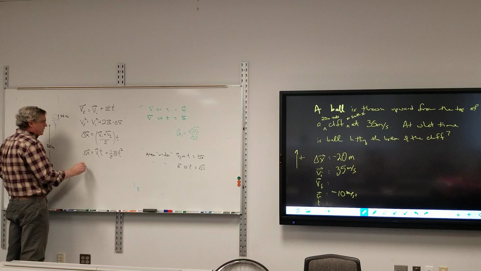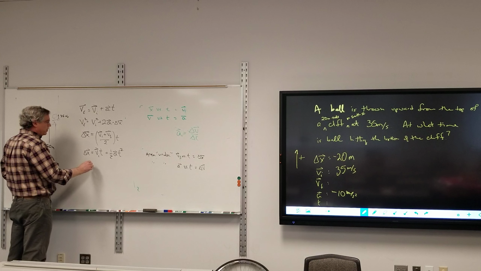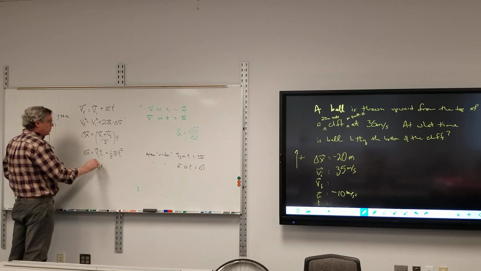The fifth one, which I did not derive, but I'll just throw it up here: vf times t minus 1/2 a t squared. Again, some textbooks include that, some do not.